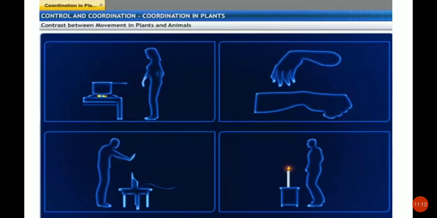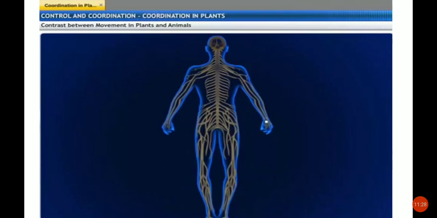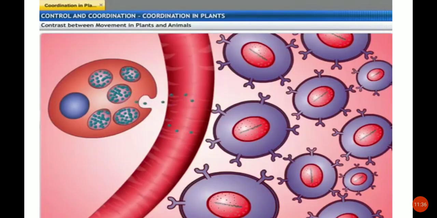Electrical impulses are an excellent means for that. But electrical impulses reach only those cells that are connected by nervous tissue, and not every cell in an animal body. Cells also cannot continually create and transmit electrical impulses. Instead, chemical communication is used.